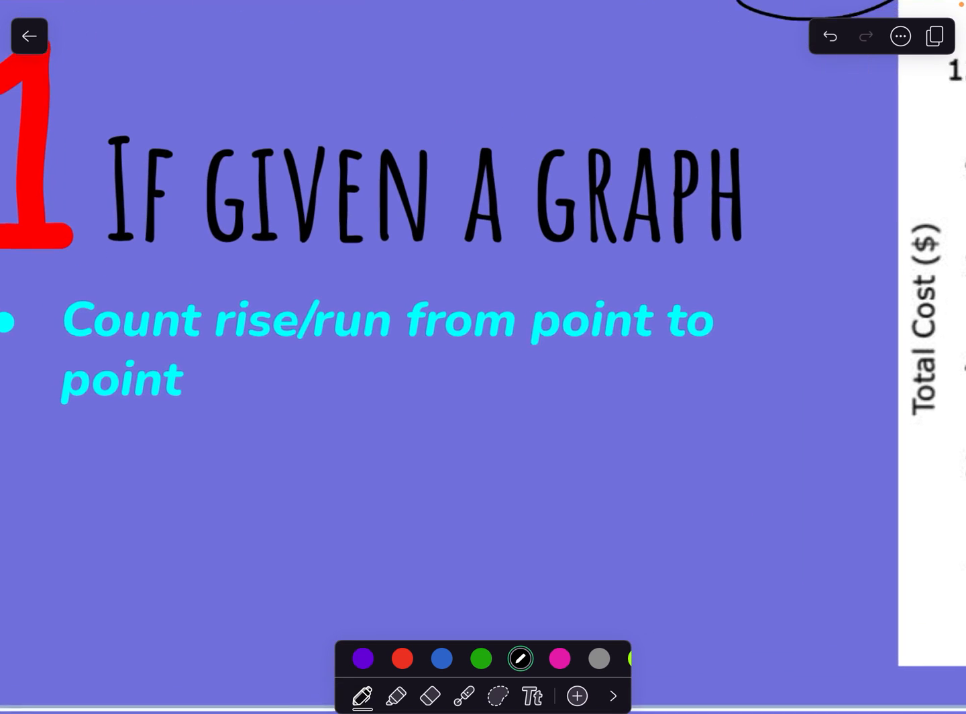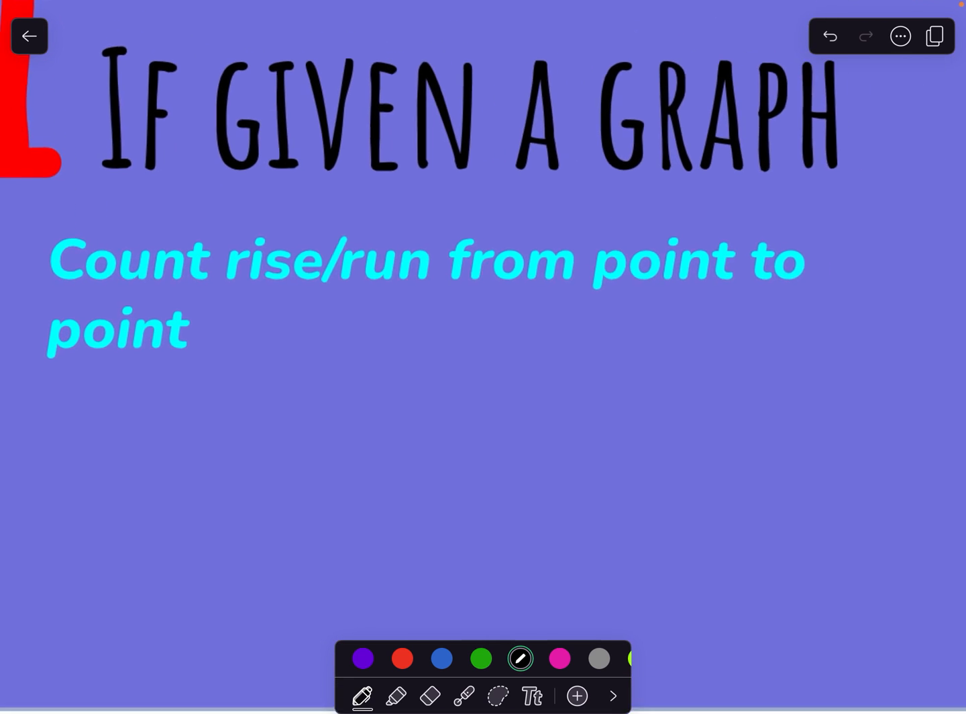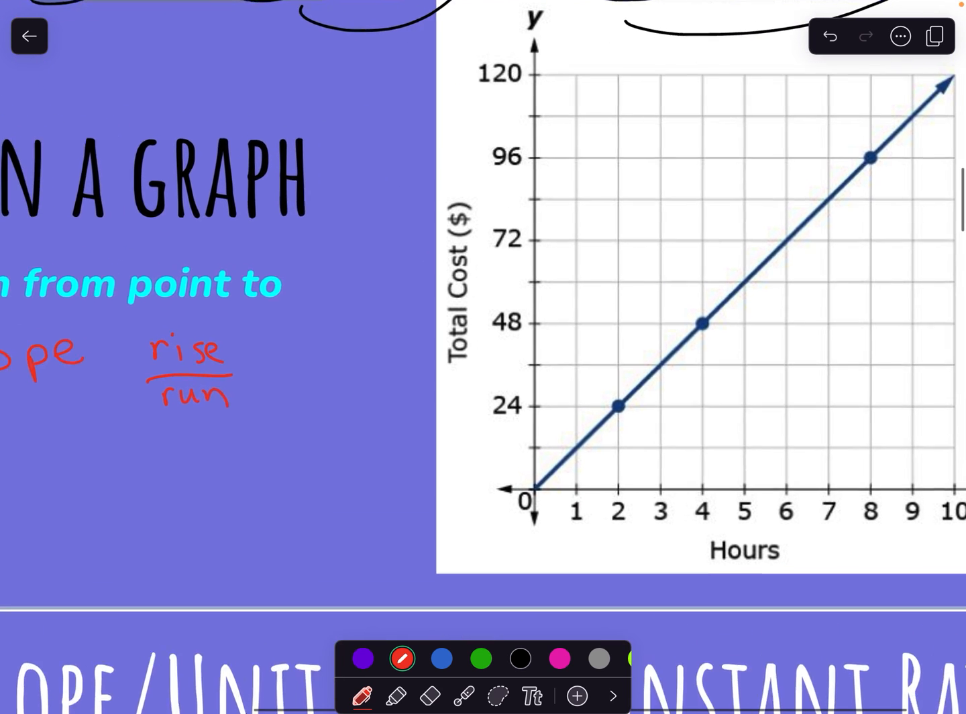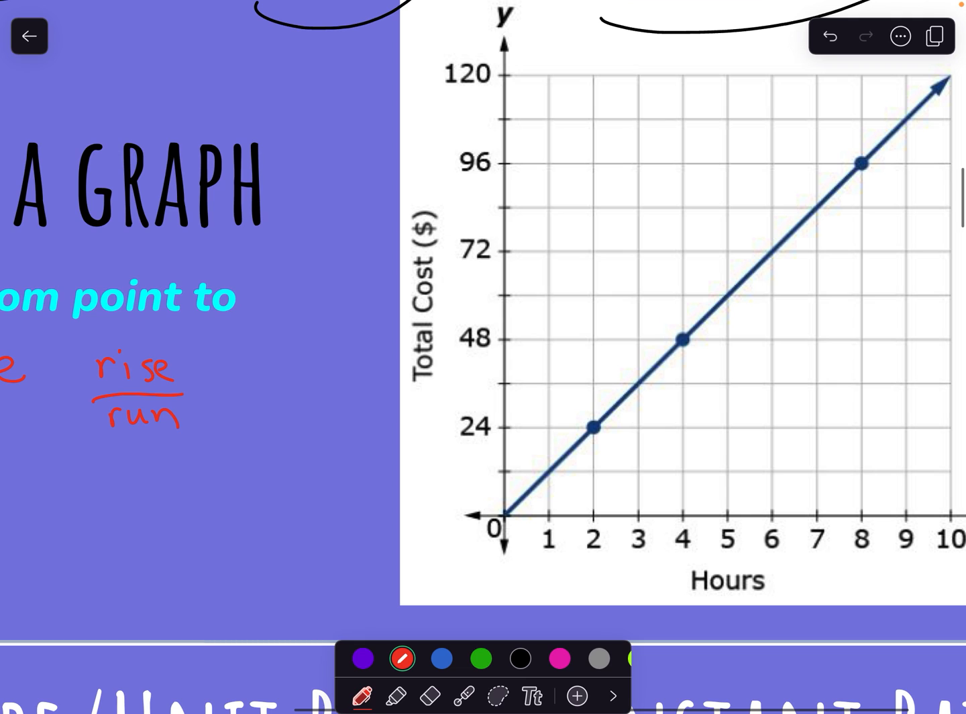The first thing is you can count rise over run from point to point. This is just like doing slope. Slope is rise over run. When I look at my graph, I can pick any 2 points. Let's just say I'll pick these 2 points here. It could be any 2 points, but I'm going to take those 2.